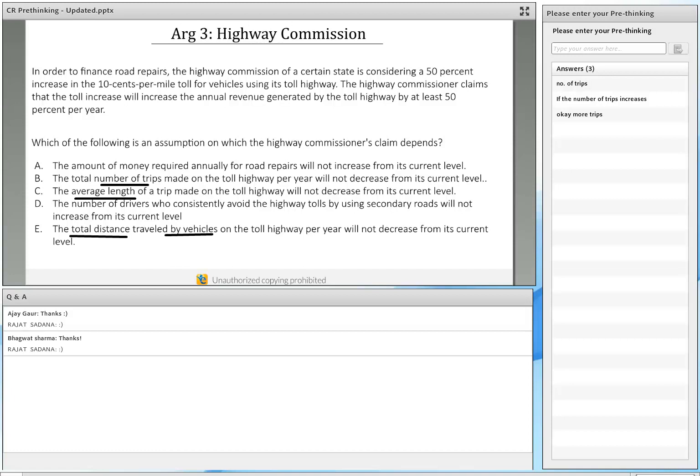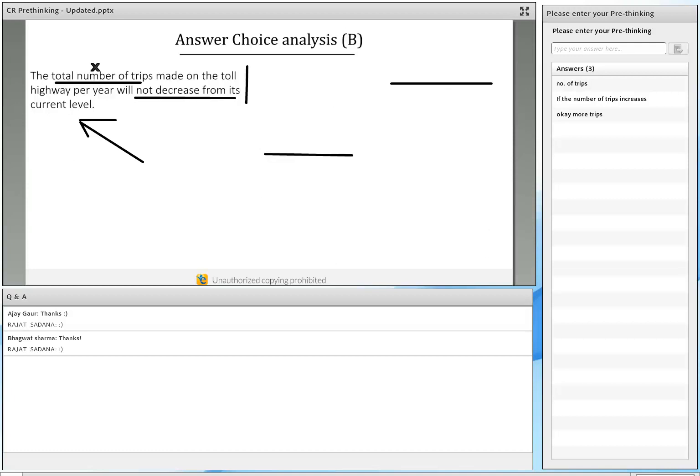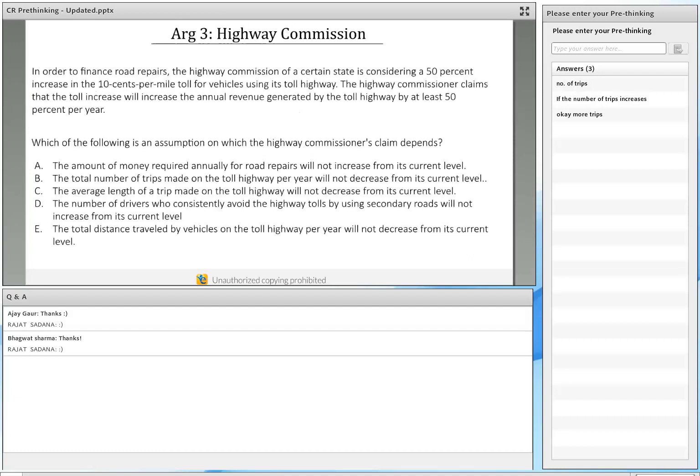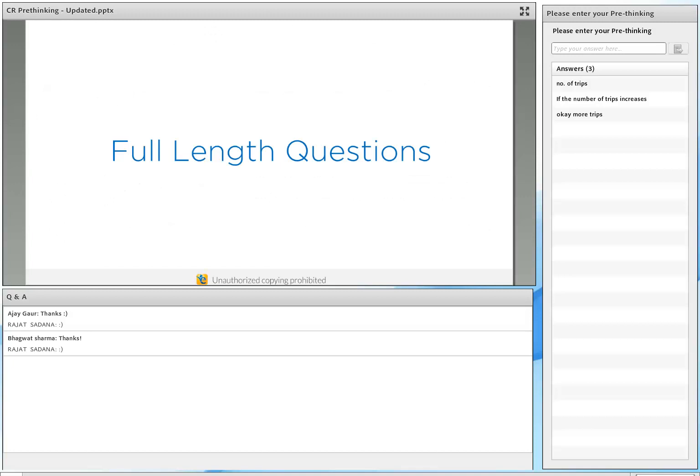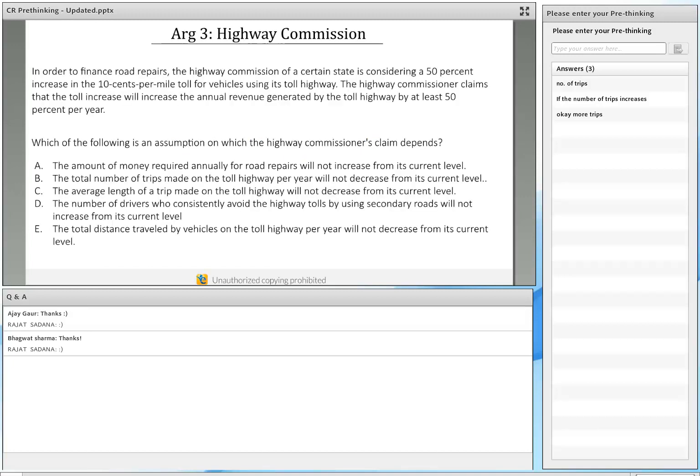What does choice E say? Choice E says the total distance, which is the number of miles traveled by vehicles, not a single vehicle, but vehicles on the toll highway, will not decrease. So, which is why choice E is the correct answer. Now, if you think about it, no other answer choice even comes close when you think about the very specific definition of assumption. Choice E is not the best among the answer choices. It is the only answer choice that fits the criteria of the definition of an assumption.